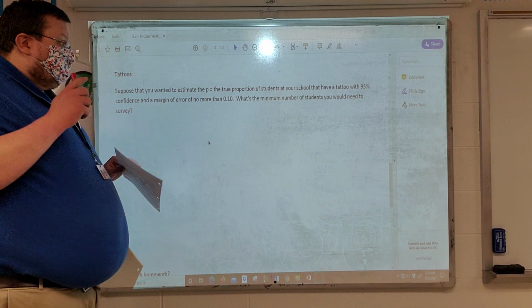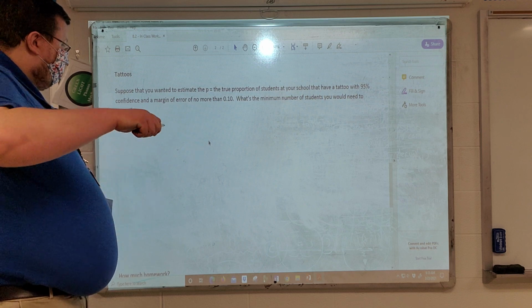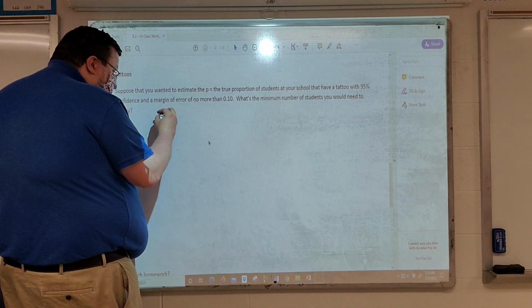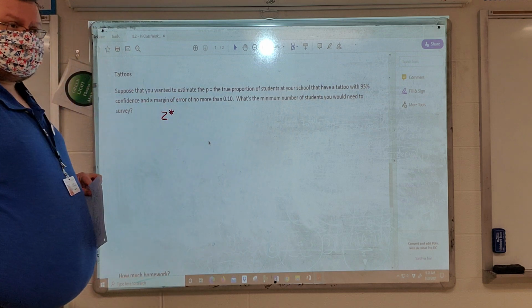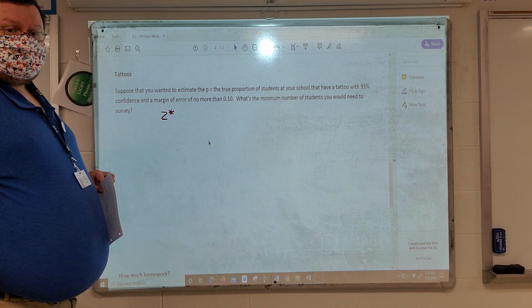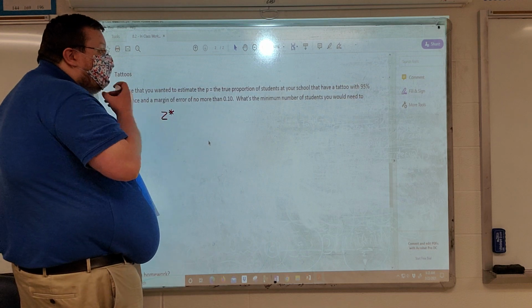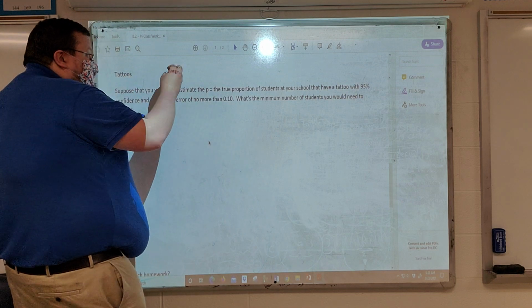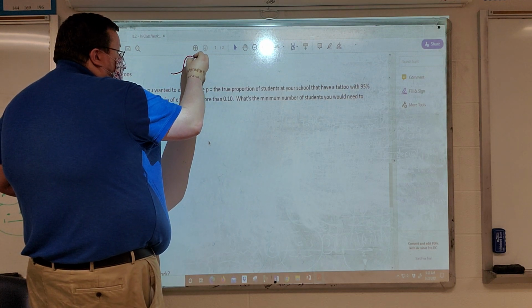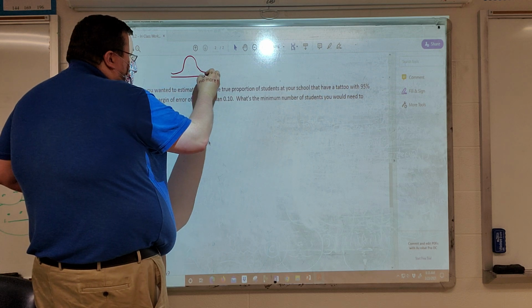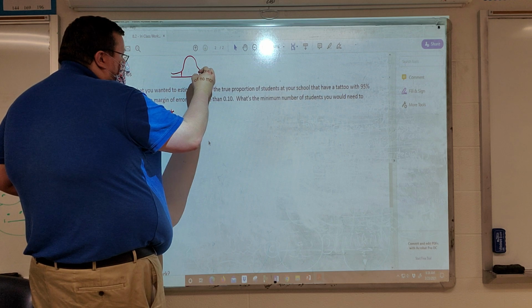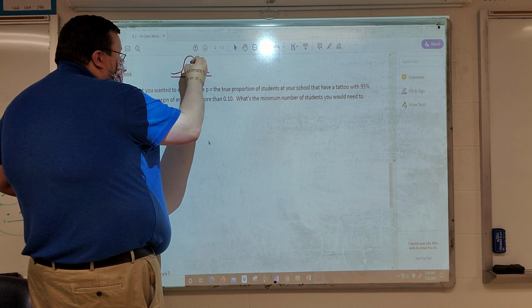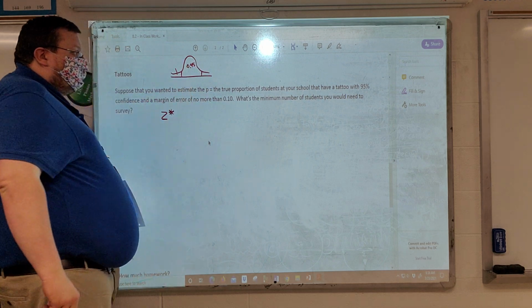Okay? So when you're looking at this problem, the first thing you want to do is calculate your Z star, because that's going to be involved in your margin of error formula. So you calculate your Z star. In this case, we're dealing with a 95% confidence interval, so if I draw my normal curve, 95% is in the center. How much is on the ends?